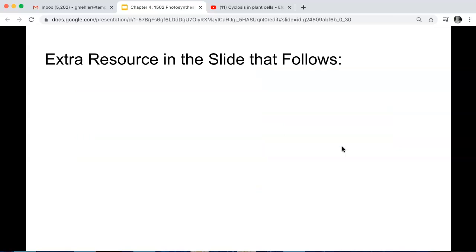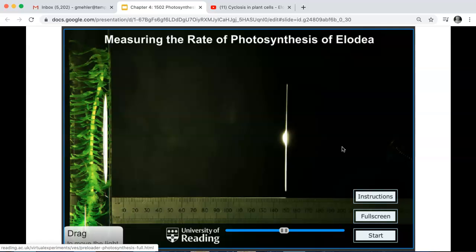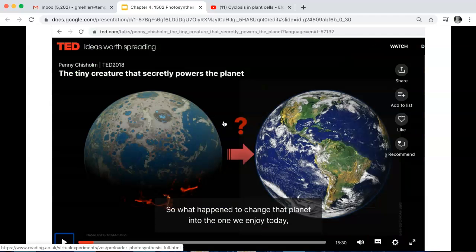A couple extra resources that we put in. This is a link to measuring the rate of photosynthesis in Elodea. Elodea is a plant. So this is a test tube with a plant. There's the amount of light. You can play with this. This is a really interesting simulation on how to change the rate of photosynthesis. There's also a great story that talks about how that free oxygen got into our atmosphere at this link by Penny Chisholm. So that concludes the screencast for Chapter 4.